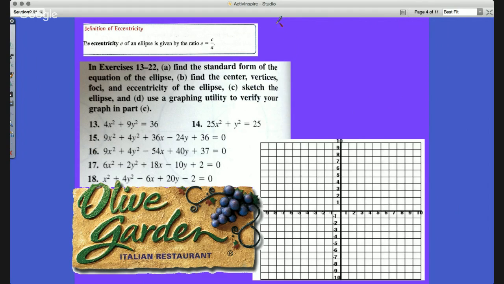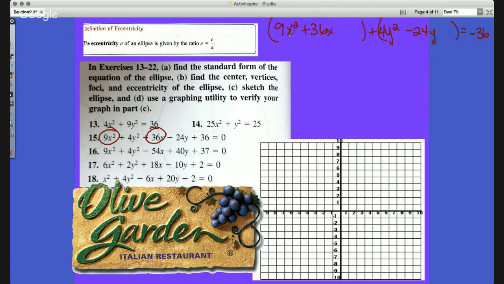Let's do 15. All right, so we have 9x squared. Let's put all the x's together, okay? Since we have something that just has x by itself, we've got to put x's together. I'll leave that there, and then I'm going to put y's together. So I've got 4y squared, I'm sorry, and minus 24y, okay? And I want to subtract 36 to the other side. Okay, take it to the other side.